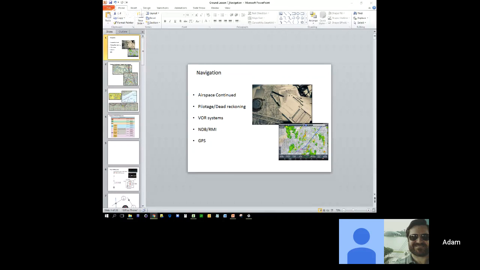I'm going to start off the session continuing our airspace discussion because there are a few airspaces that we didn't cover last time that are very important. And we'll wrap the session up with a simulated flight plan.